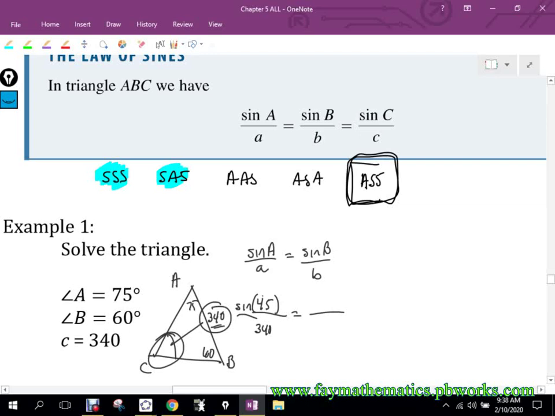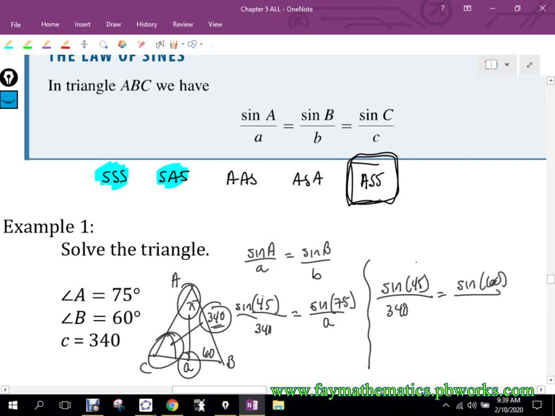Okay? Now, when it says solve the triangle, what that means, we talk about this in geometry, is find all the missing parts. So would you guys agree that lowercase a is a missing part? Yeah. Okay. So lowercase a would be that side right there. So can I say sine of 75 over lowercase a? Yeah. Everybody okay with that? Could I also, just while we're at it, say sine of 45 over 340 is equal to sine of 60, this is lowercase b, right? Over lowercase b.